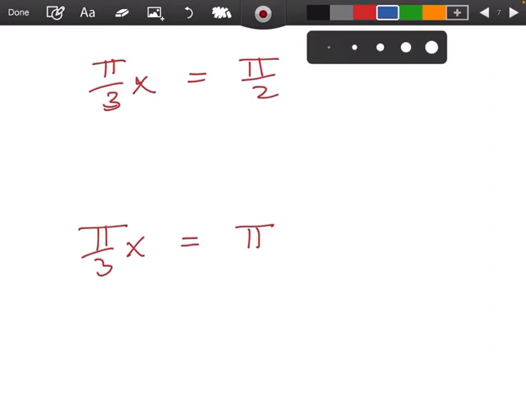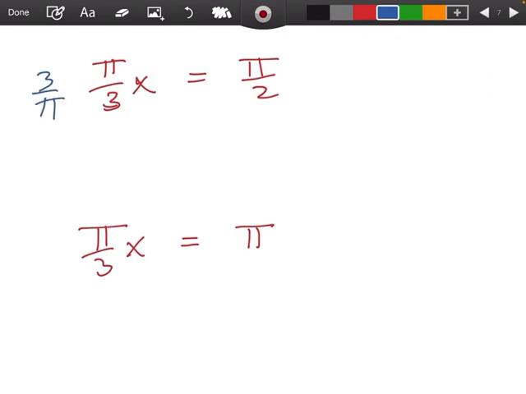Just like we did earlier, I'm going to multiply this by 3 over pi. I'm going to multiply this by 3 over pi. So these 3's will cancel. Those pi's will cancel. That's going to give me my x equals. My pi's are going to cancel here. That's 3 over 2.